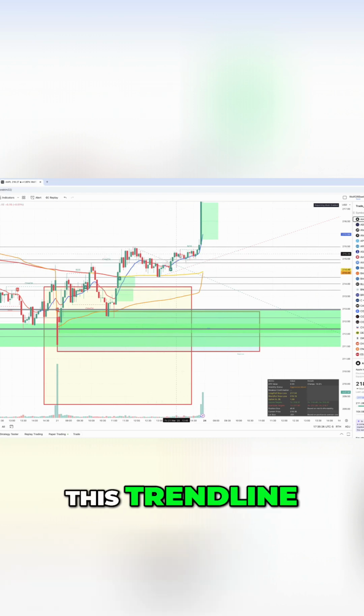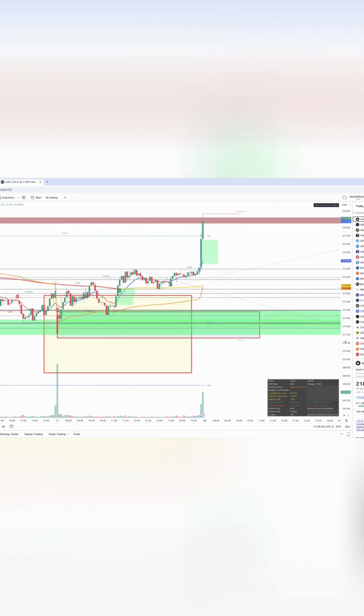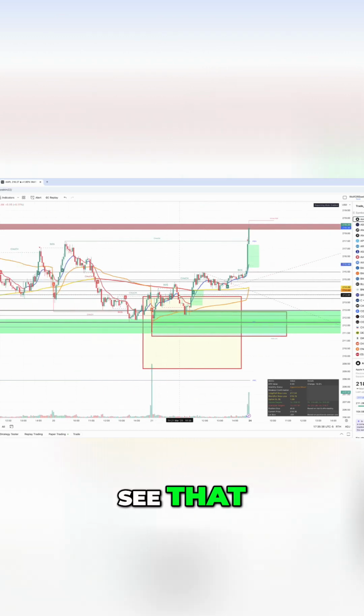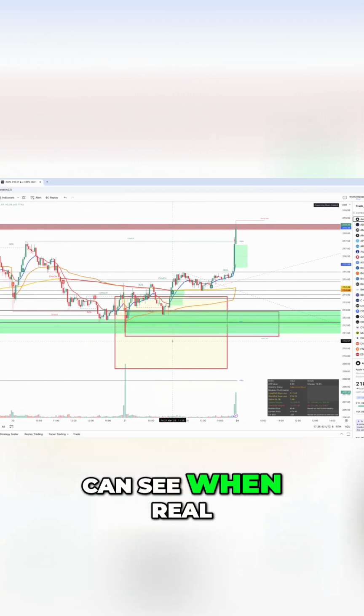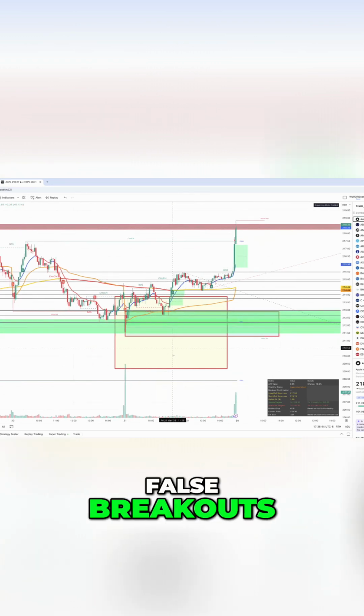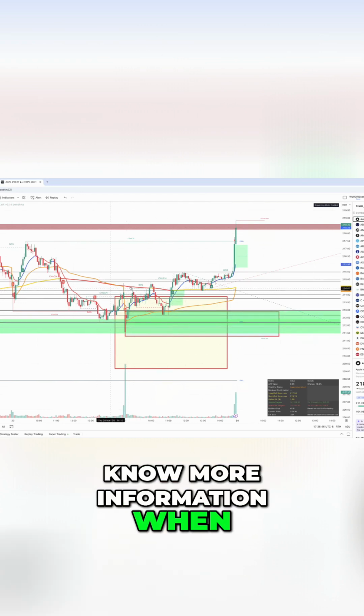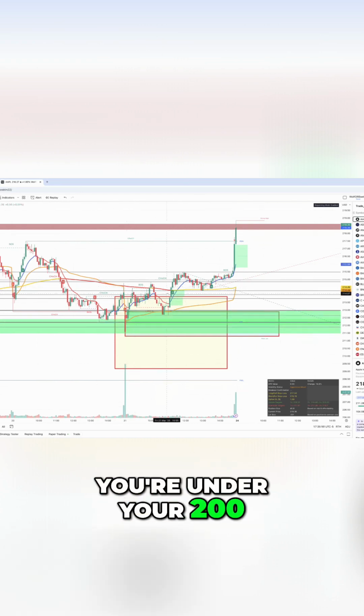And so we're breaking this trend line and then we're grinding up, and that will signal this parabolic move, and you're coming into an A plus trade setup right here between this line and this supply zone up here. See that? So this is how you can see when real moves are happening versus false breakouts, because you need to know more information when you're under your 200.